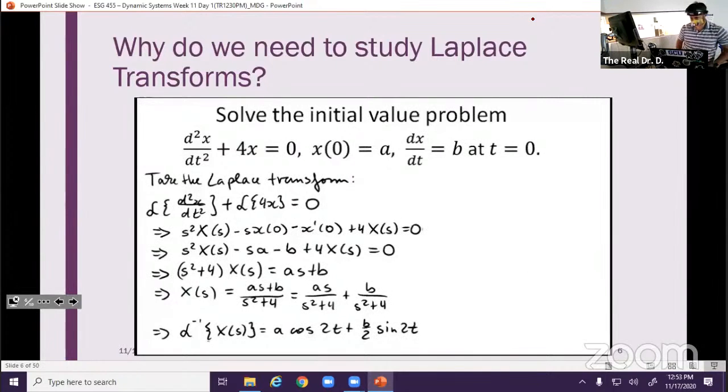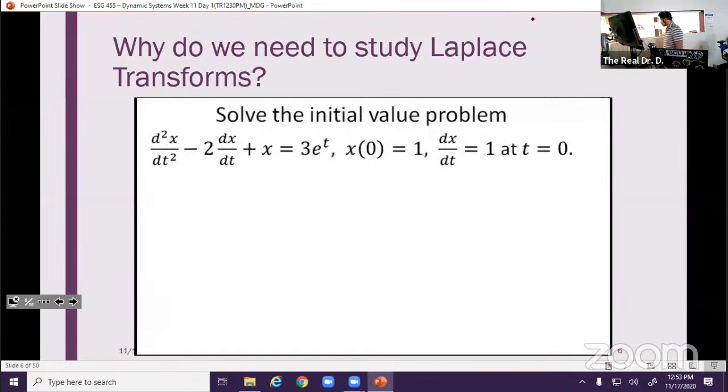Now that was an easy example because we were looking at a homogeneous differential equation. What if it is not a homogeneous differential equation? Take a look at this example. It is still a second order differential equation. It is linear, but on the right hand side we don't have 0. So if you were to solve this using the method you've learned before, you would find a general solution and a particular solution and you would combine them to get the solution.